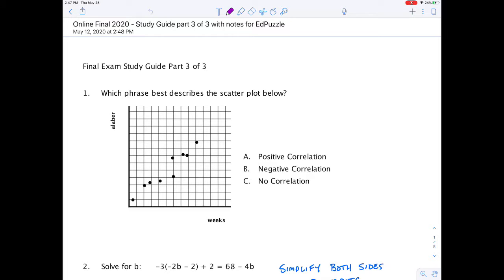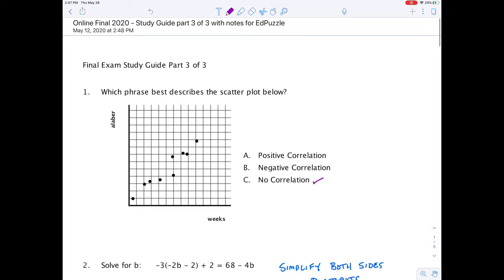Now let's begin with number 1. You will be asked questions about scatter plots. These are scatter plots where you have a series of dots in hopefully some sort of pattern. If there's no pattern at all, we say there's no correlation. If there's a positive correlation, which we would normally consider to be up and to the right, which is what we have here, then we would call that a positive correlation. Positive means as the weeks increase, the number of items, in this case albers, increases.